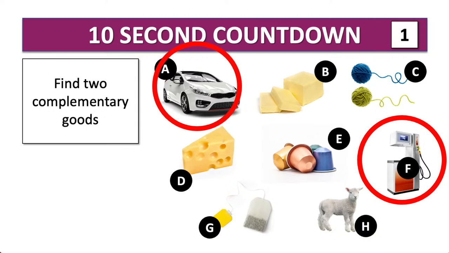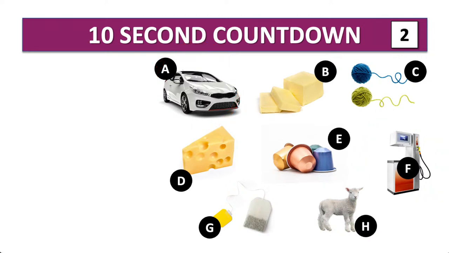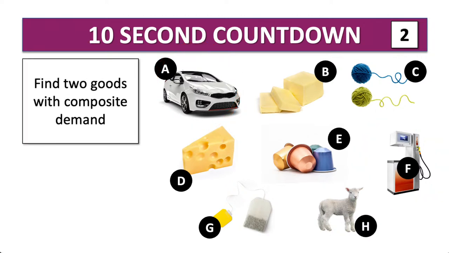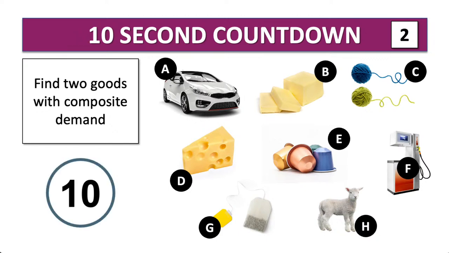And there's some nice theory that we can also build on and link to here with regard to cross price elasticity of demand. Because it's important in your exams that you are aware of what the coefficient for cross price elasticity of demand is. And for complements, the cross price elasticity of demand is going to be negative. Okay, next question, please. Can you find me two goods with composite demand?